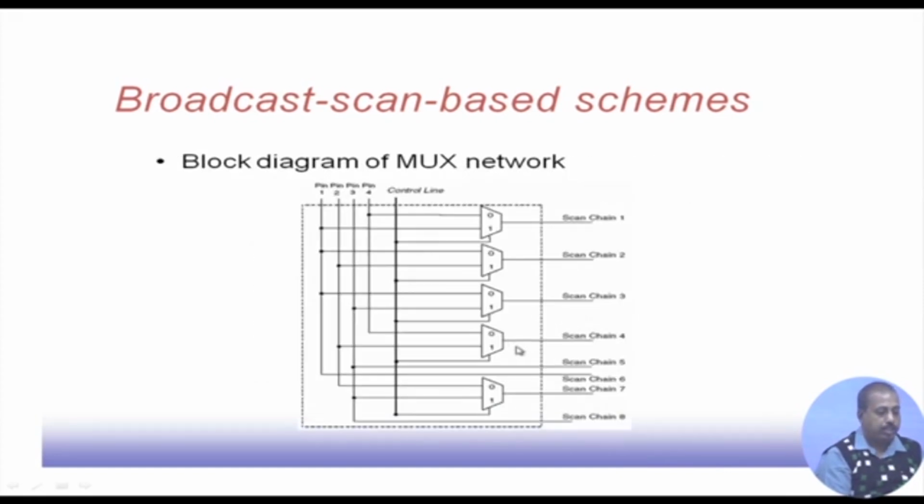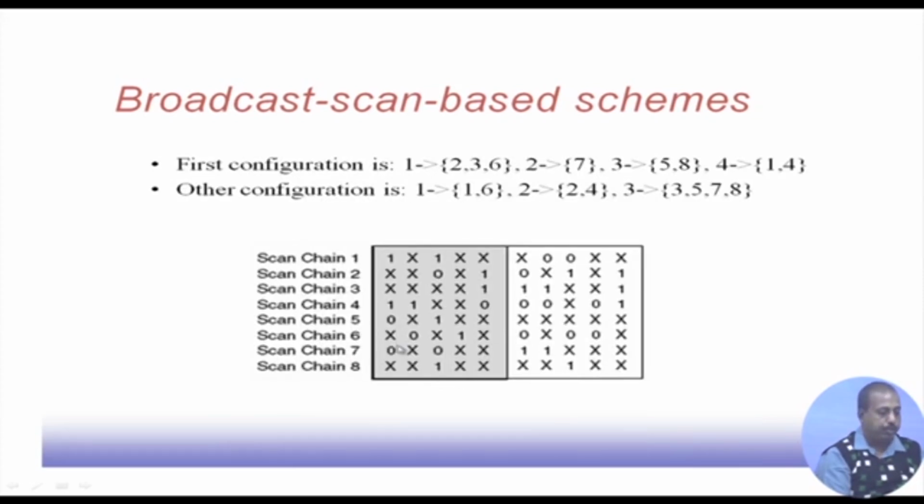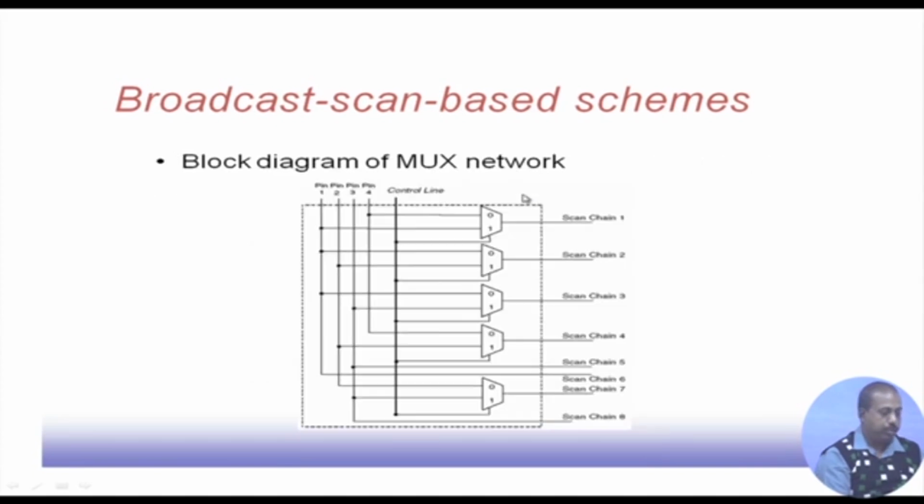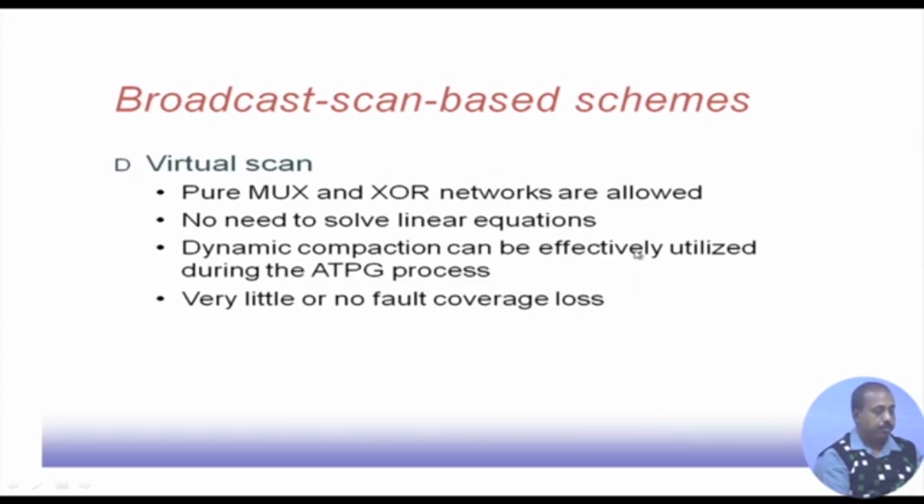Similarly, scan chain 4, in the first part it should get from pin 4, in the second part it should get input from pin 2. So, you see that 4 in the first one should get from input 4, the second one should get from pin 2. This way this network can be configured, this network can be designed, and through this control line we can have this decompressor realized. We are getting only 4 bit input, but they are feeding 8 different scan chains.